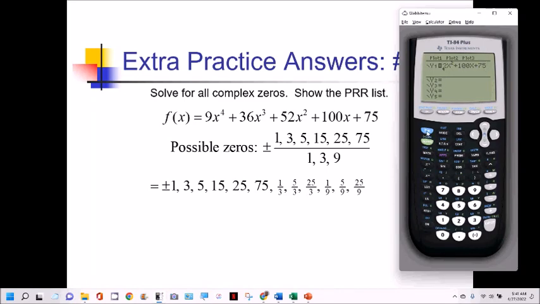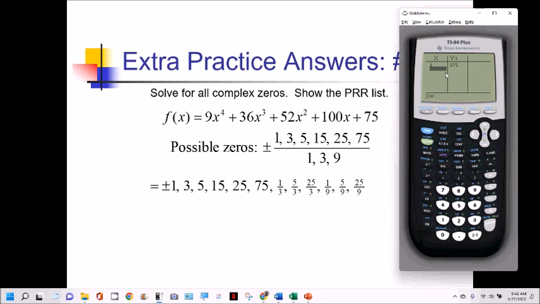Let me now go to second window, and I'm just going to make sure that independent is set to ask, so that when I go to second graph and go to the table, I can plug in whatever x values I want and get the y values back. So let me start by plugging in the x value 1. I always start with positive 1. So plugging that in, we get the y value 272.